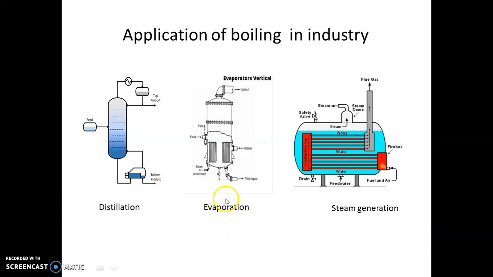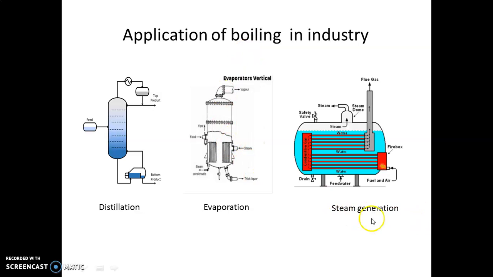Similarly, in evaporation, we have to separate the solute from the solvent. You feed the solute-solvent mixture here and steam is admitted from here. The steam condenses and gives its heat to the feed, and the solvent is evaporated and taken out from here. The concentrated solute, called thick liquor, is taken out from here. This process is called evaporation, and boiling takes place in this process also.